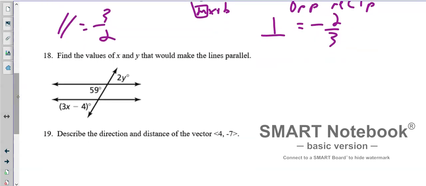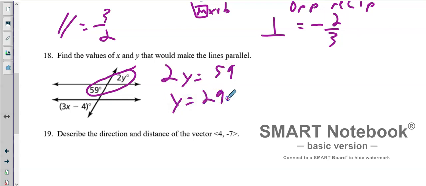Find the values of x and y that would make the lines parallel. Well, first off, these two are vertical angles. Whether they're parallel lines or not, those are going to be equal to each other. Oh my God, I got a decimal answer. I must be wrong. No, decimals are our friends. It's okay. Y is 29.5.